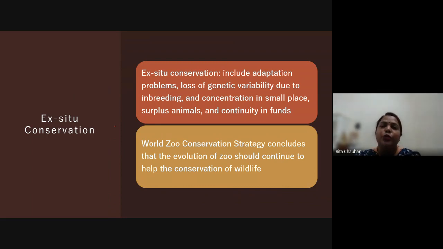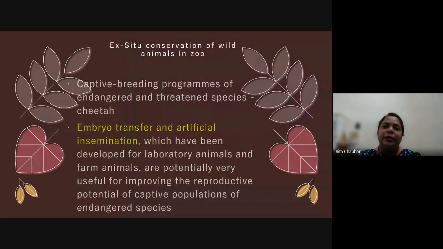So we can grow them in labs, in laboratory condition, in zoo, then increase their population and then make it into the nature again. So what is this basically? This ex situ conservation is mainly done in the zoo.